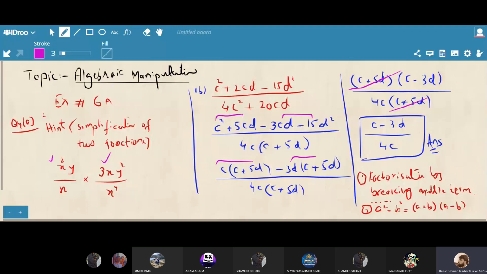Umar Jamil is there or not? Yes, sir. Umar Jamil, take the class control and explain question number 4A. Hurry up. Sir, in question number 4A, we are given two fractions, which are x square y upon x and 3xy square upon x square. Explain, listen to me, step by step. Please tell step by step.